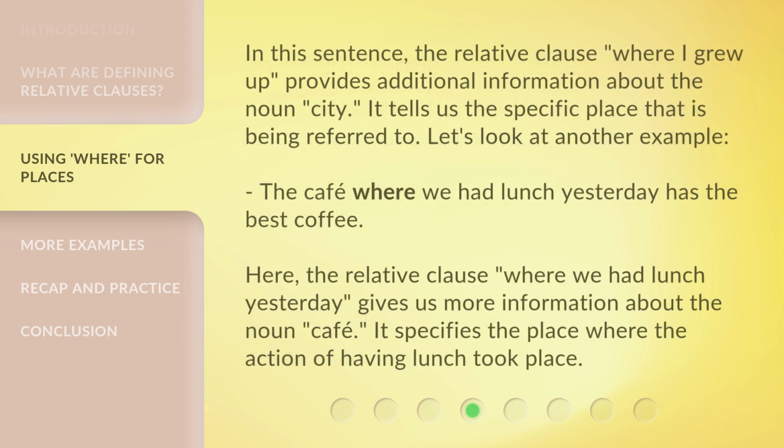In this sentence, the relative clause, where I grew up, provides additional information about the noun, city. It tells us the specific place that is being referred to. Let's look at another example.